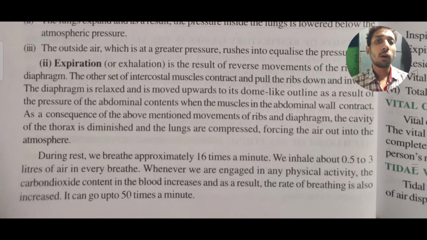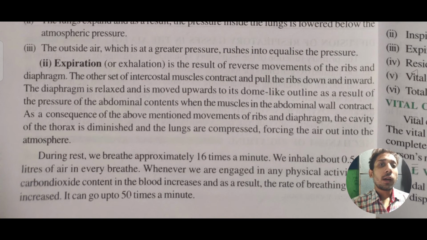Now we are going to learn about expiration. So what is expiration? Expiration is a result of reverse movement of the ribs and diaphragm. The other set of intercostal muscles contract and pull the ribs down and inward. It means expiration is nothing but a result of reverse movement of the ribs and diaphragm, and a different set of intercostal muscles present on our rib sides also pulls our ribs downward and inward.